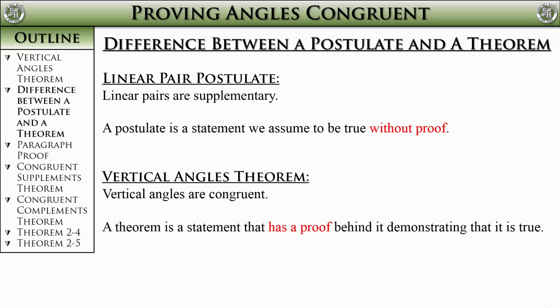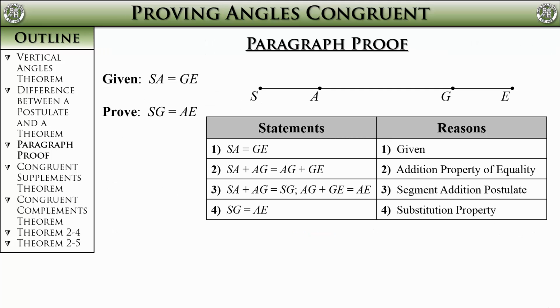There will be a lot of postulates and theorems in this class. The postulates are just assumed to be true. The theorems actually have a proof behind them. Next, we have a paragraph proof. This is a different style of doing a proof which shows up in this section. Last section we had this proof as an example, and it is a fine two-column proof.